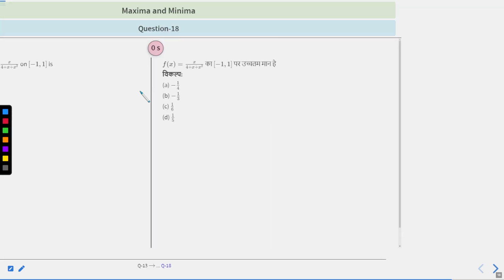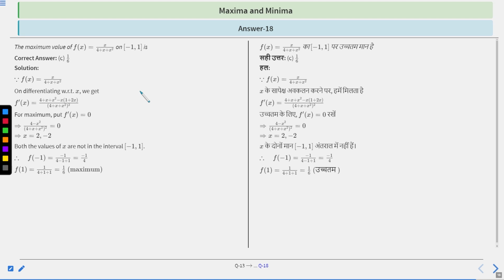Okay, let's move to the solution, part C. Since f(x) = x/(4 + x²). Now on differentiating with respect to x, we get f'(x) = [(4 + x²) − x(2x)]/(4 + x²)². For maximum, put f'(x) = 0. Therefore (4 − x²)/(4 + x²)² = 0. Therefore x = 2 and −2.